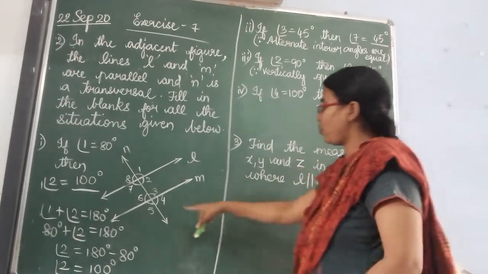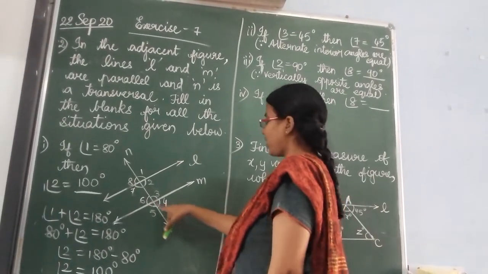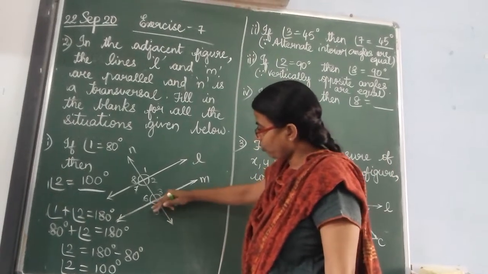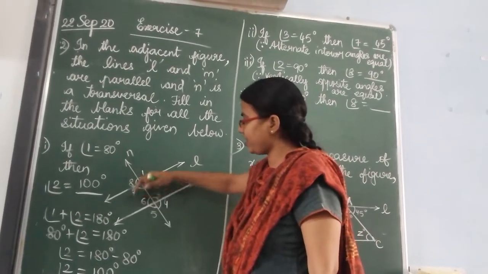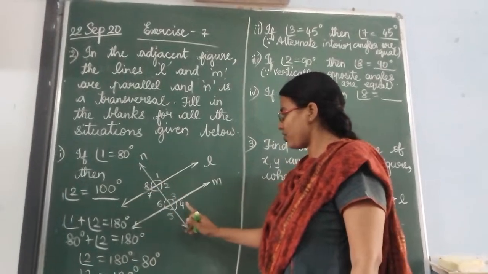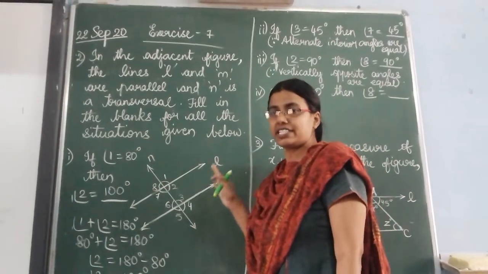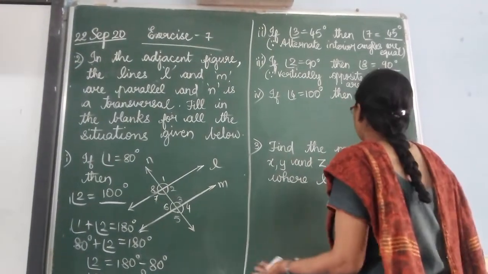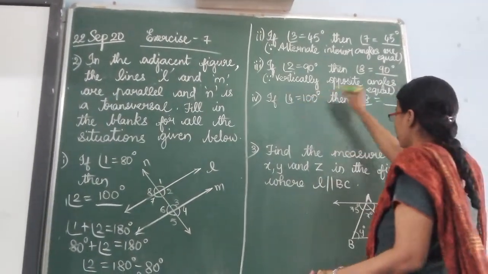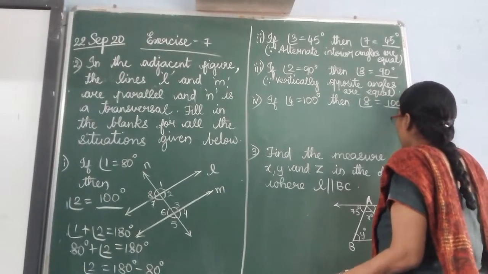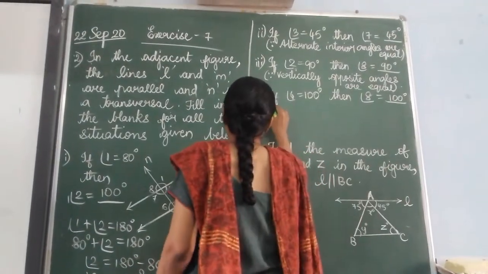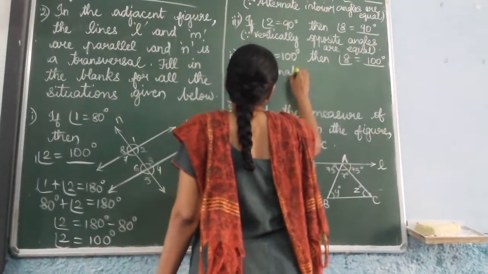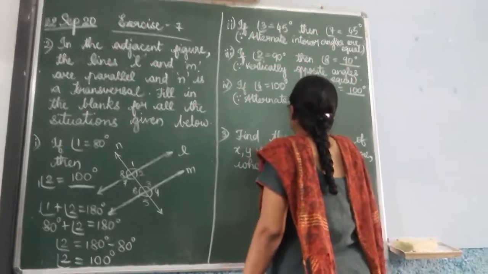Now, angle 4 is equal to 100 degrees, then angle 8 is equal to how much? You can see that angle 4 is an exterior angle, angle 8 is also an exterior angle, and both of them are alternate exterior angles. So, alternate exterior angles are equal. Angle 4 is 100, so angle 8 also is 100. What is the reason? Since alternate exterior angles are equal.